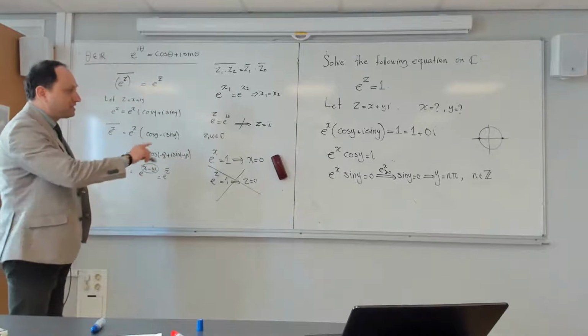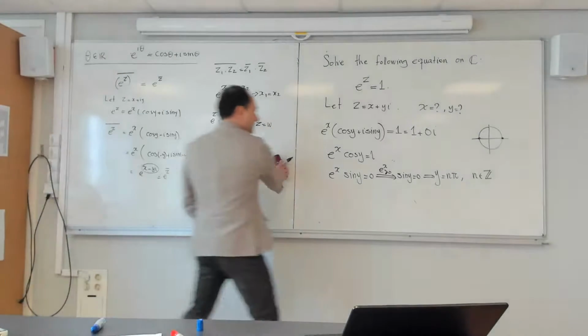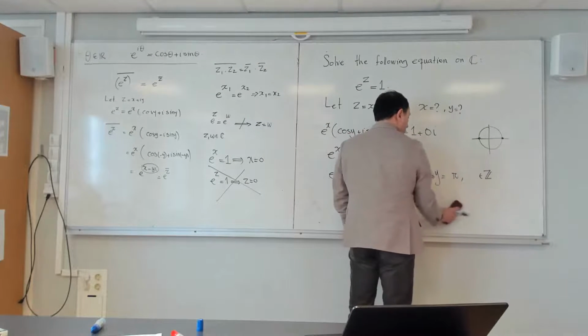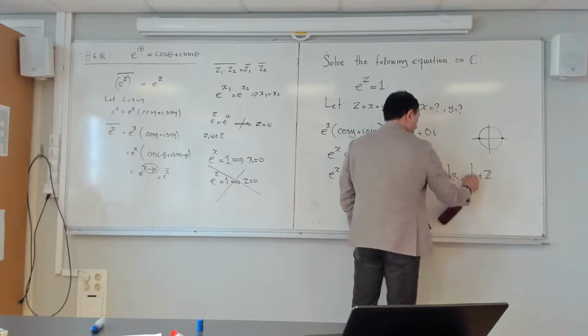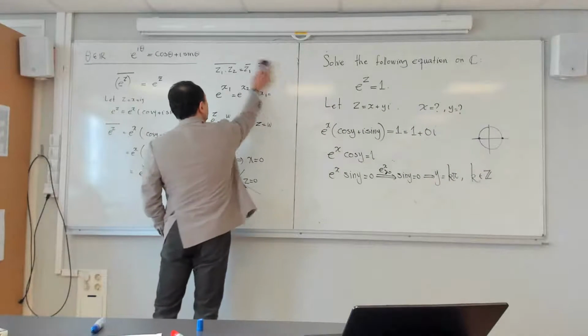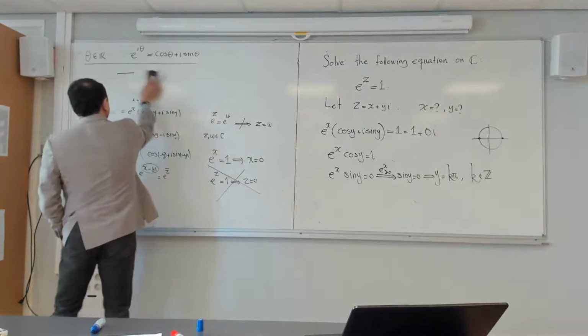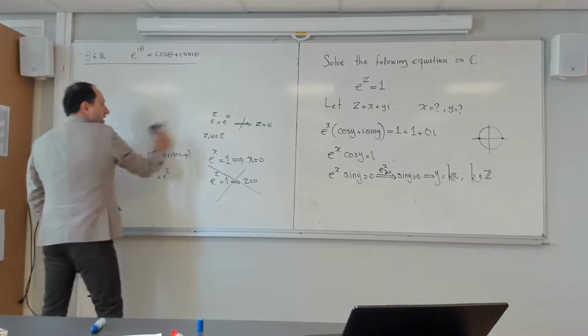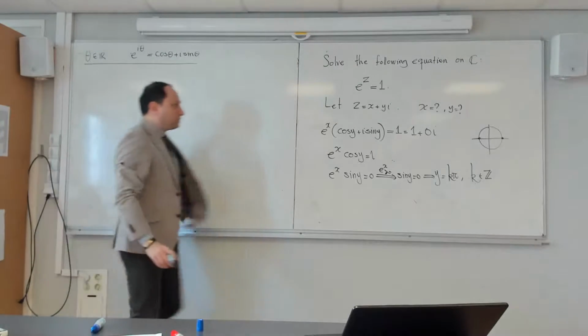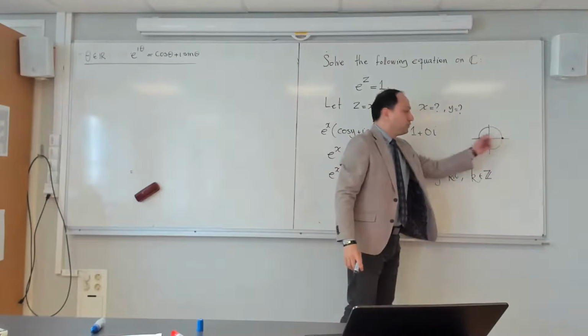But then we realize that, if you don't mind, let me write k here for some reason. You will see why. So let me change the name to k here. Okay, so it means that y should be this. But one of these points is not acceptable. Which one and why?